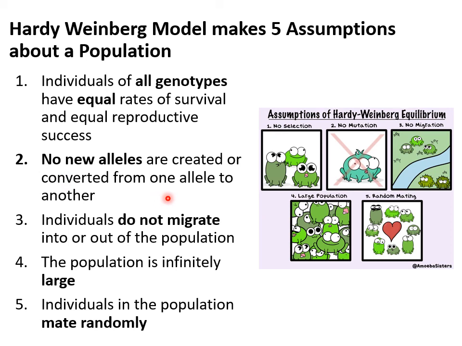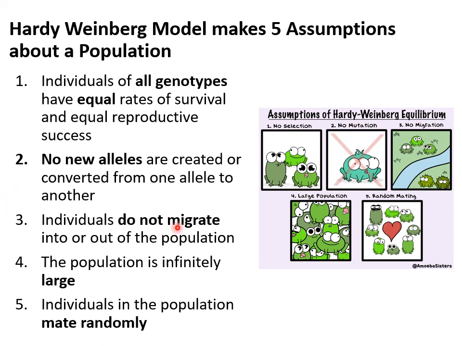What is that a fancy way of saying? If a population is at true Hardy-Weinberg equilibrium, there should be no mutations. Okay, no new alleles, because that would completely throw off these calculations. We said that P plus Q equals 1. There should only be two alleles. If there's now suddenly P, Q, and W, or P, Q, R, and S, that throws off our calculations.